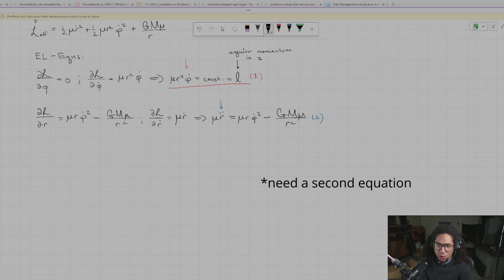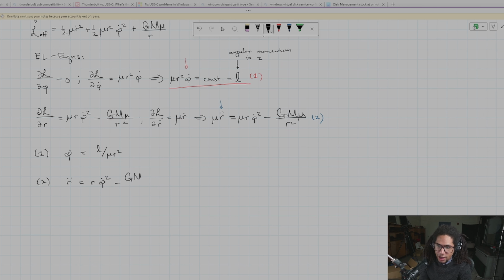All right, so let's group our equations here. We get the first equation, which I can rearrange. So I'll say it's phi dot is equal to L over mu r squared. And then our second equation, which is r double dot, is equal to r phi dot squared minus GM over r squared. These are our equations of motion. And our goal now is to try to solve them.